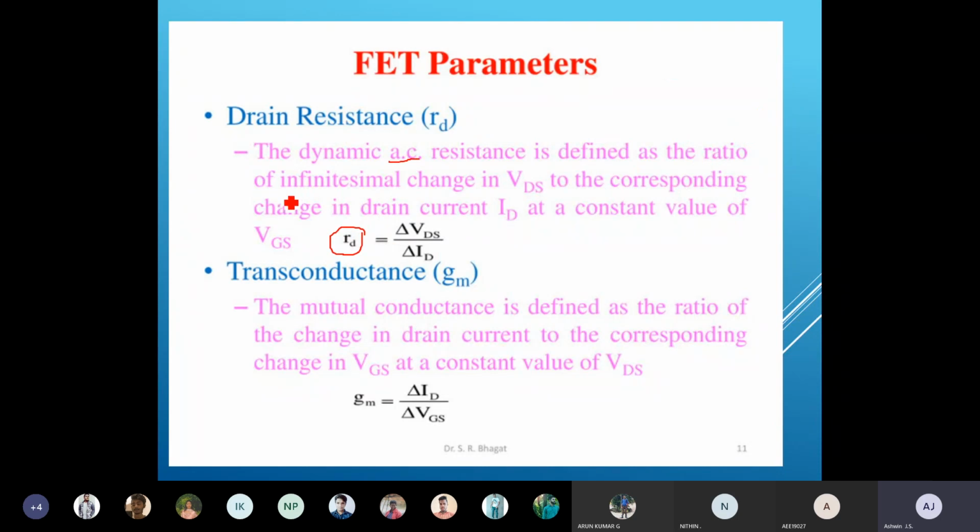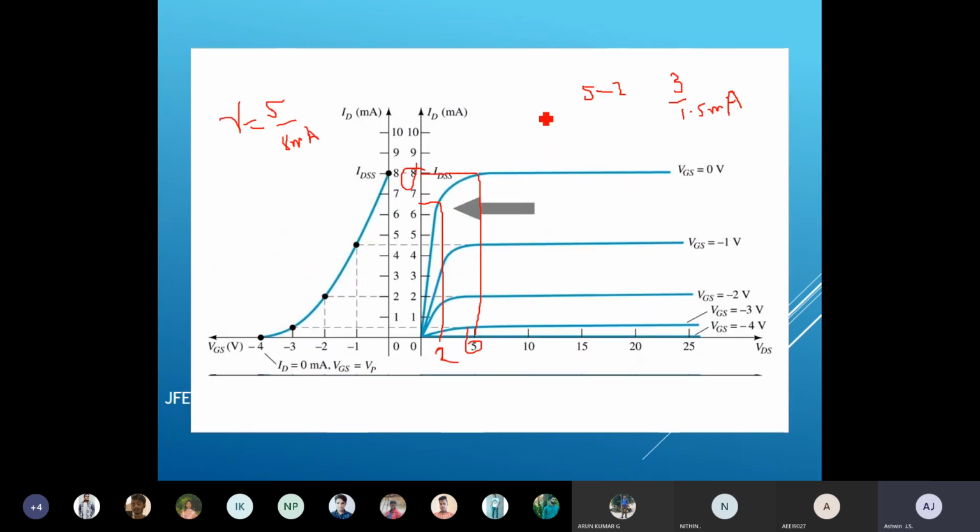Okay, so it is defined as the ratio of infinitesimal, actually it's a decimal, a change in VDS to the corresponding change in drain current at a constant value of your VGS. So I'm keeping VGS as constant. If you look at this graph, I'm taking the value of VGS at 0. Okay, so it's a constant one. Only the VDS value is variable and the ID value is variable.